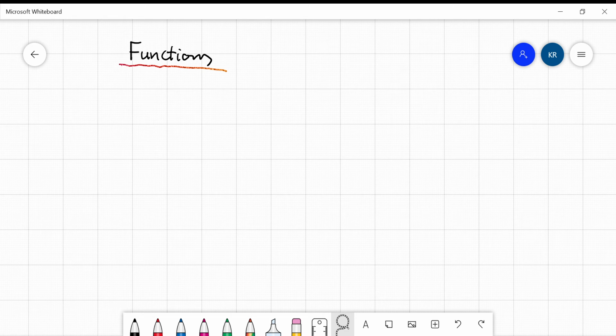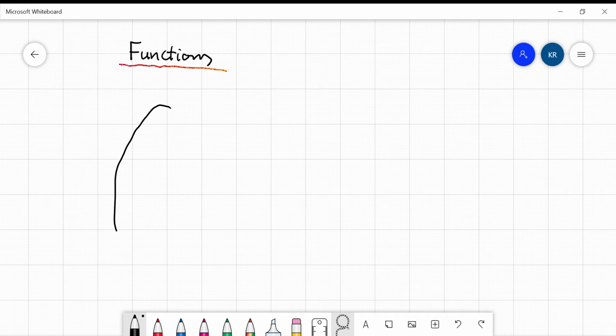Hello everyone. So today I will be talking about functions. I'll basically be taking you through what they are exactly and how they work. So, functions. Okay.